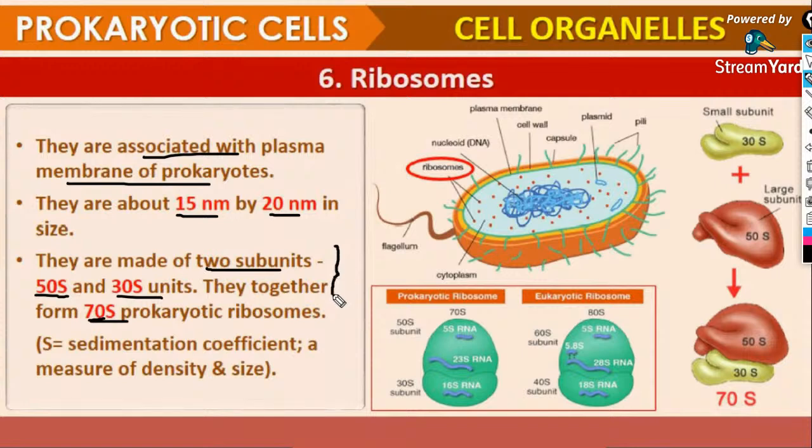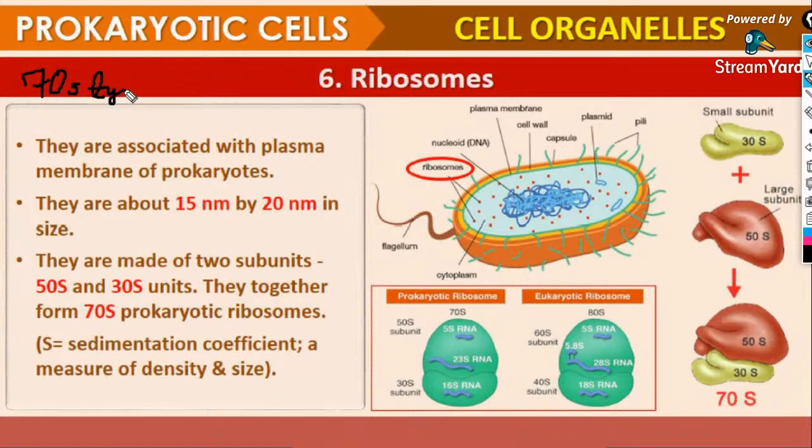Before moving on with subunits, let's recap something. We have already learned that the ribosome in prokaryotes is the 70S type of ribosome. And the ribosome in eukaryotes is named as the 80S type of ribosome. So that's about the 70S type and the 80S type.